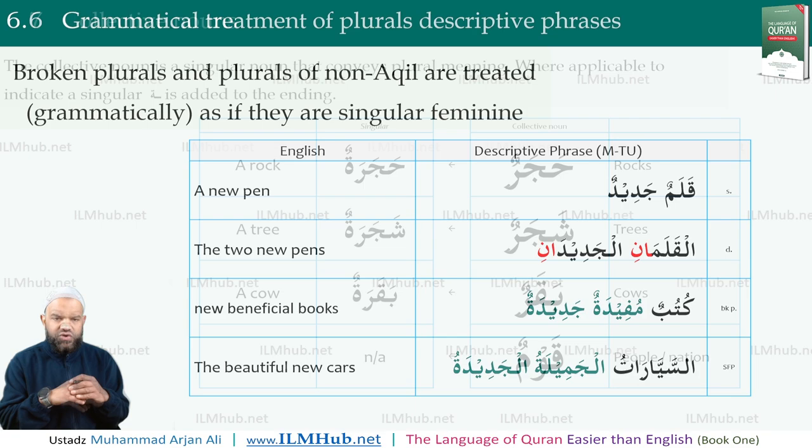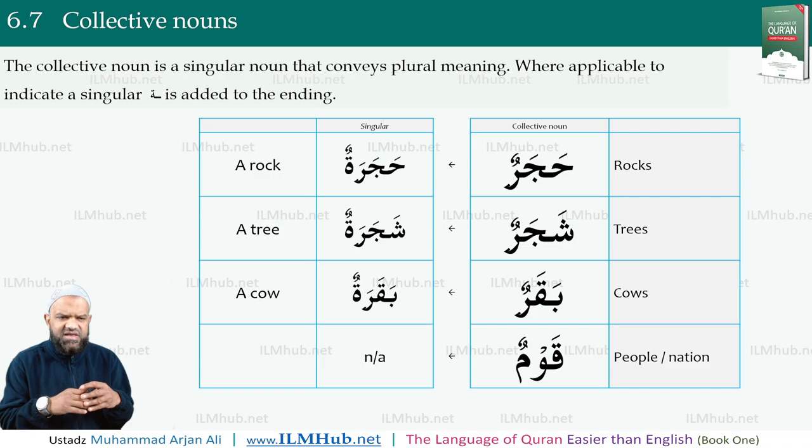Few more points about plurals in Arabic. There are certain things called collective nouns. We have them in English also. For example, when I say army, army is treated singular.